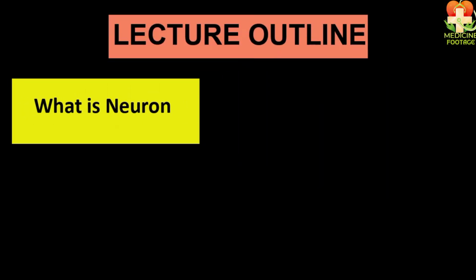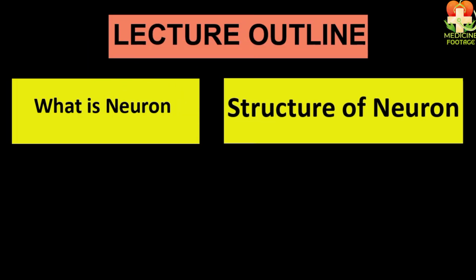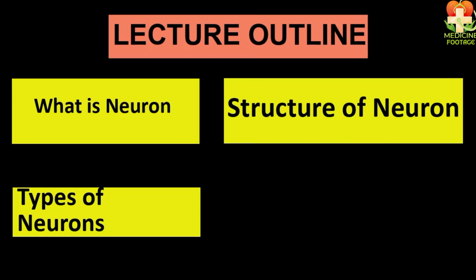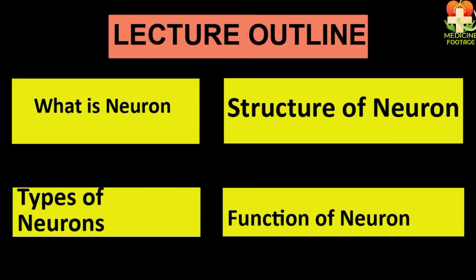First, I'll explain what a neuron is. After that, we'll study the structure of a neuron, including a diagram of a neuron. Then we'll cover the types of neurons. And finally, we'll discuss the functions of neurons.